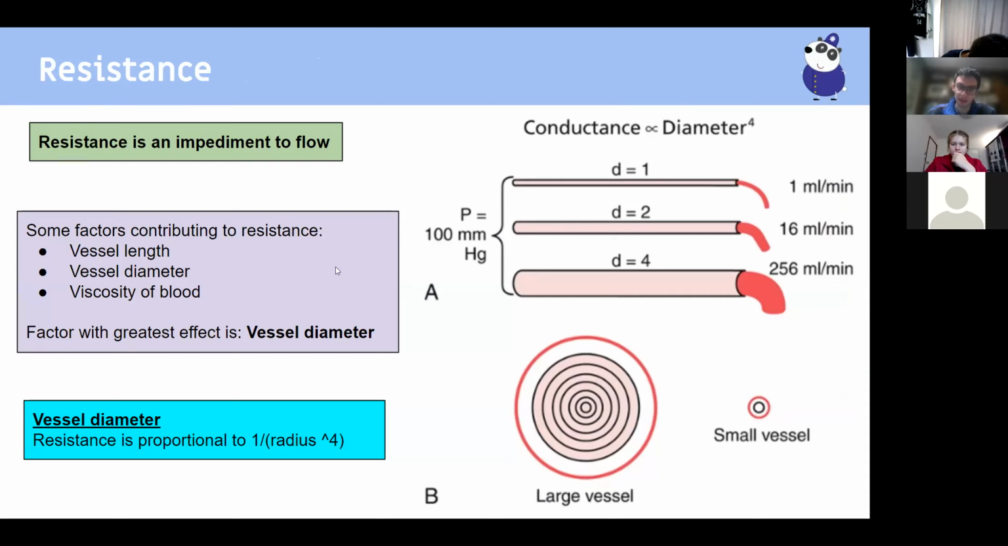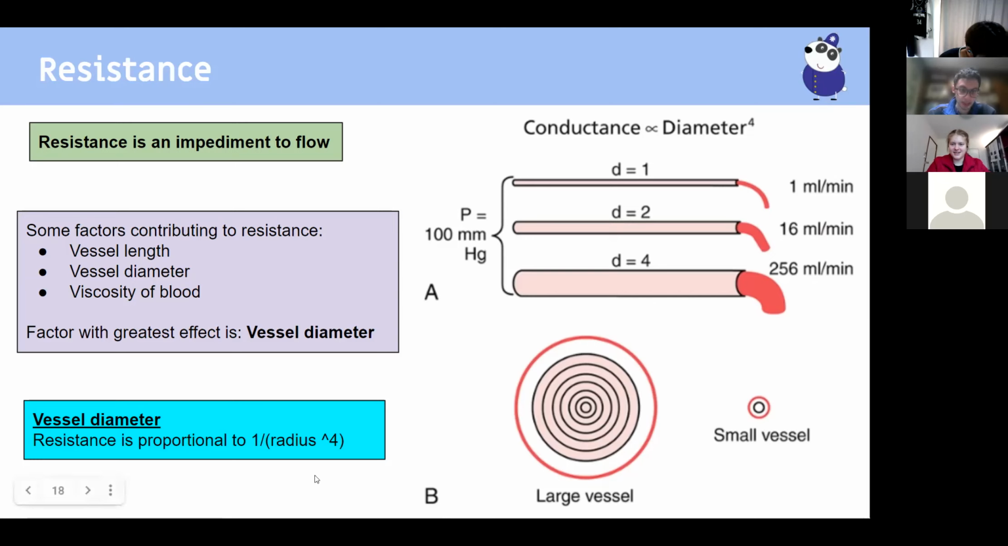The longer the vessel length is, the more friction against the wall, the more resistance that's present. The vessel diameter, similar concept, more of the volume of the blood is exposed to that endothelial wall for friction, and viscosity of blood as well, because more energy is required to move it. And we'll talk about that clinically in a moment. But the most important high-yield thing from this hemodynamic lecture is that the factor with the greatest effect is vessel diameter.